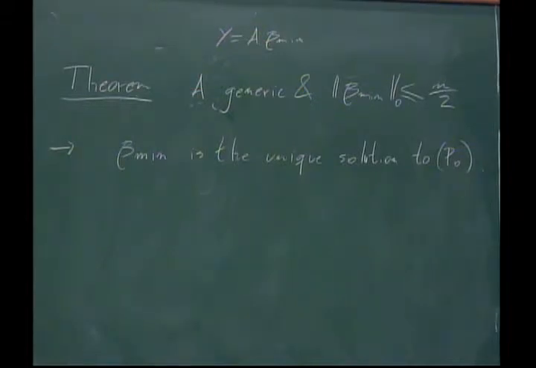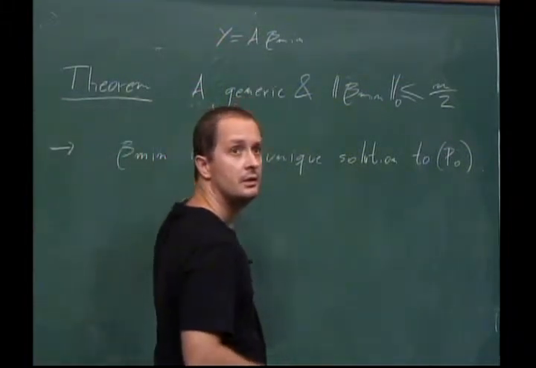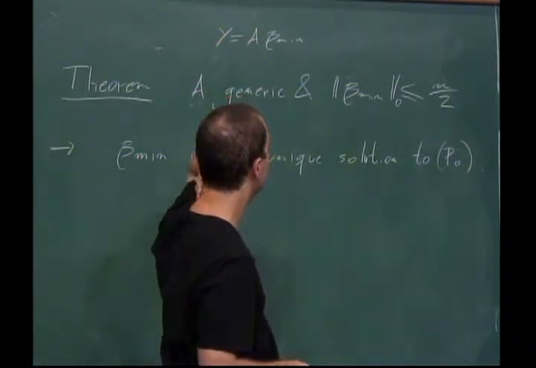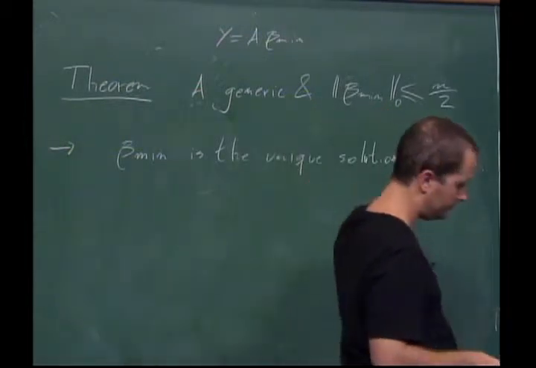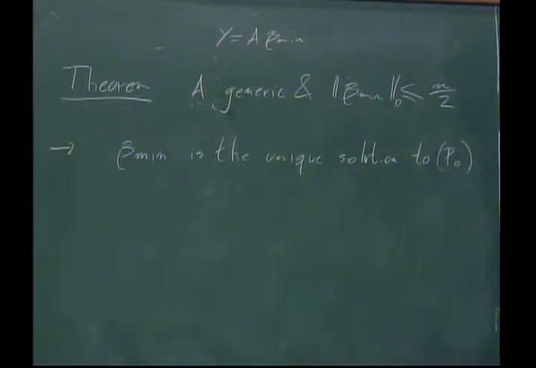Let's see if you understand what I mean by this. I have two conditions here. One, I need A to be generic. The second condition is that the vector beta min has a number of non-zero coordinates which is less than or equal to n over 2.